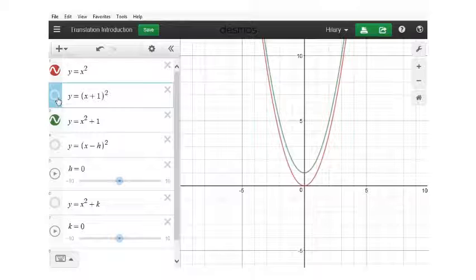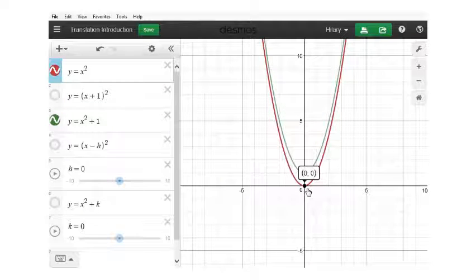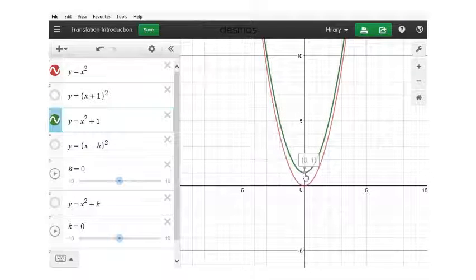Okay, so now let's look at a different one. So our third graph now is y equals x squared plus 1. So when we did a plus 1 on the outside of the x squared, our vertex went from the point 0, 0 to the point 0, 1. So it moved up 1.